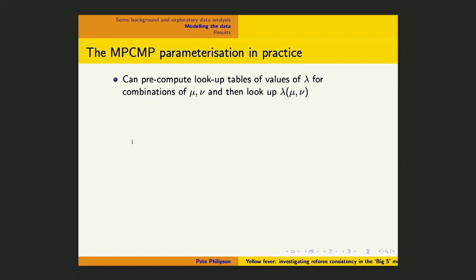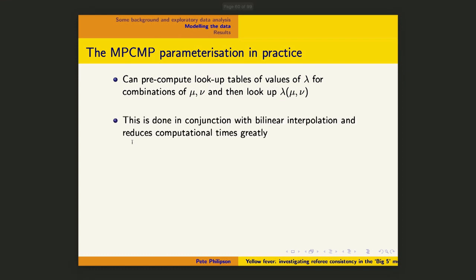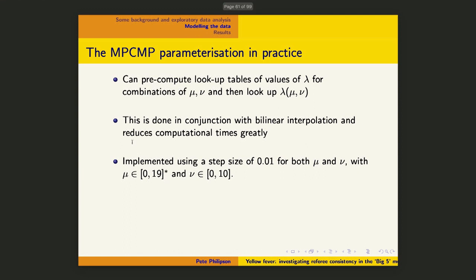but we can get around both of these things. So the approach Alan Huang and I took was to basically pre-compute values for lambda based on choices of mu and nu on a fine-ish grid. So basically choose a mu, choose a nu, and work out what lambda would be by solving a polynomial. And we then use bilinear interpolation afterwards to basically finesse that estimate that we get. And it turns out that reduces computational times greatly. So you go from several hours to the order of minutes instead to fit the model, as I'll talk about later. And for us, we use a step size of 0.01 for both mu and nu.